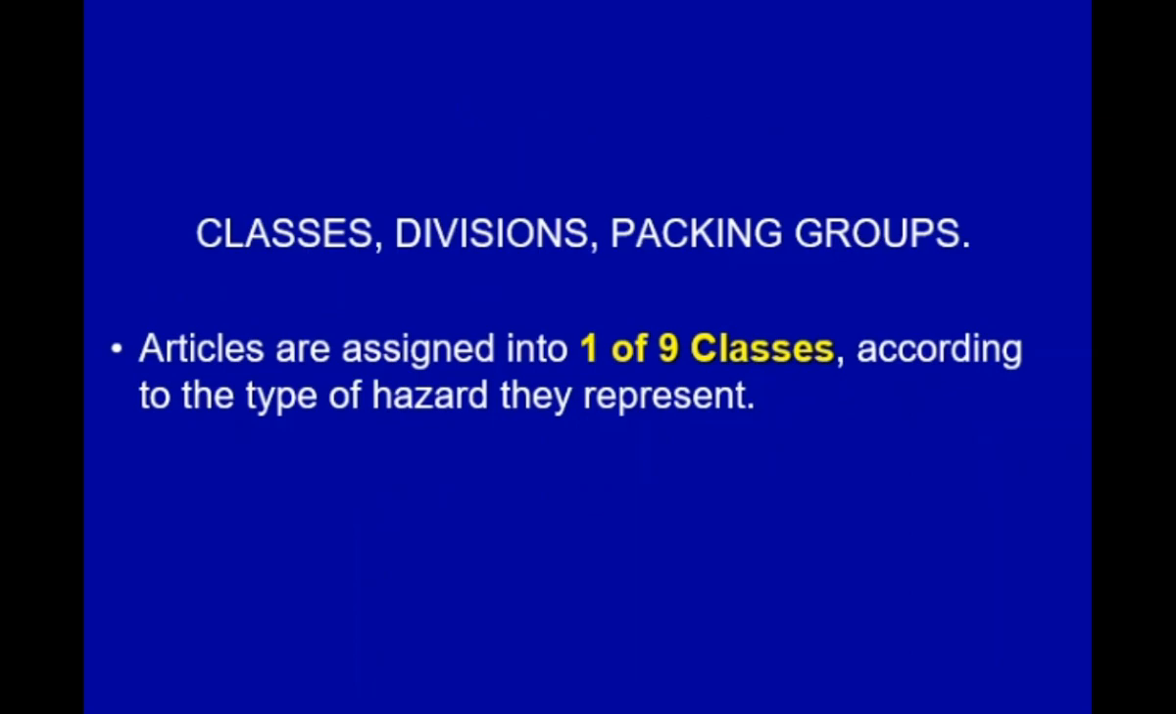Classes, divisions, and packing groups. Articles are assigned into one of 9 classes according to the type of hazard they represent. There are 9 classes of dangerous goods, and any article or substance will be put under one of the 9 classes. The classifications are done according to the type of hazard the article or substance represents.